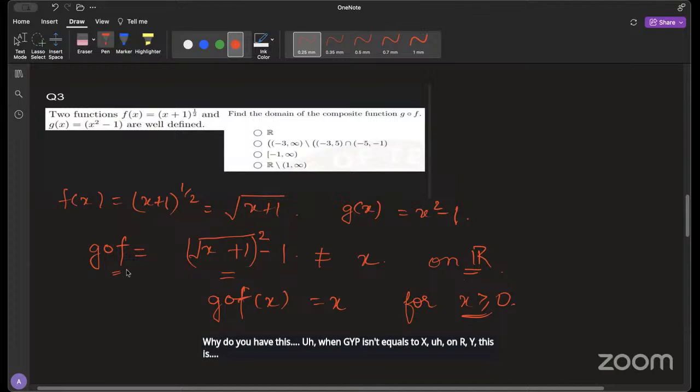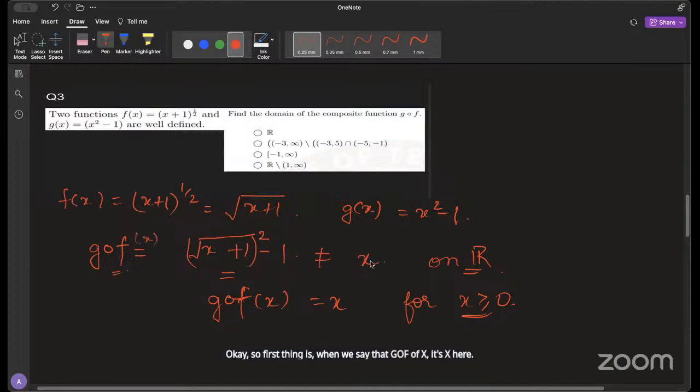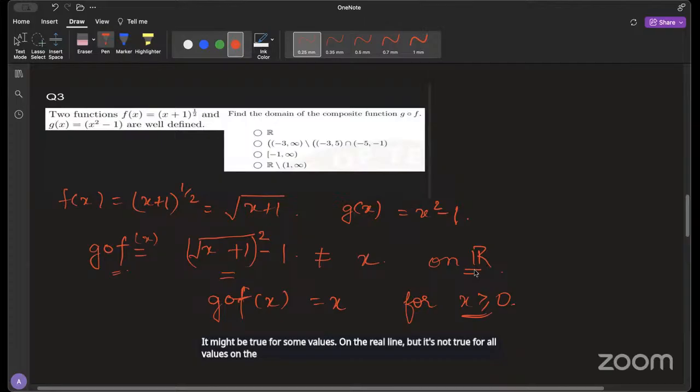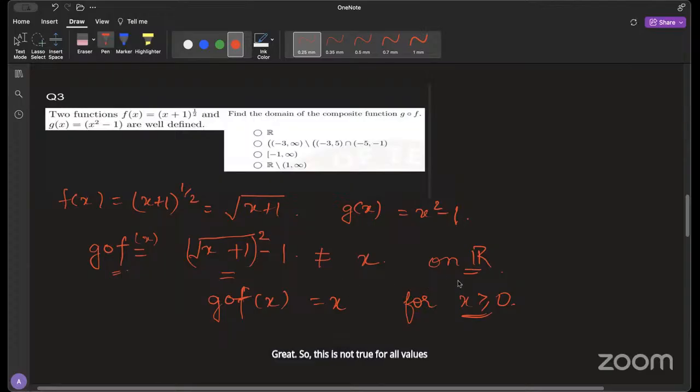Okay, so first thing is when we say that G of f of x is not equal to x on R, we mean that it might be true for some values on the real line, but it's not true for all values on the real line. So this is not true for all values, and that's why we say that this is not true on the whole of R.